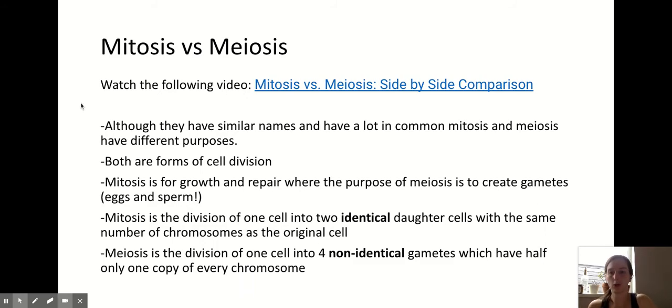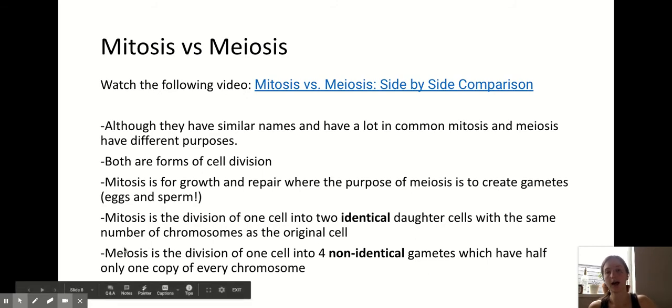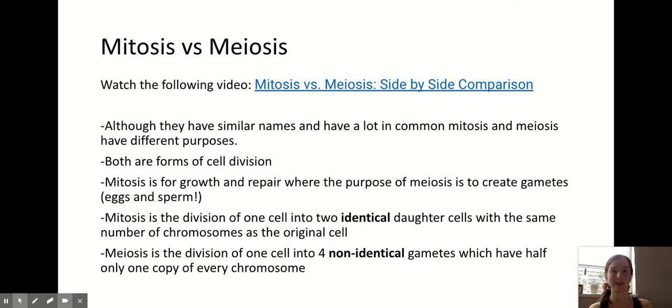So mitosis is the division of one cell into two identical, we call them daughter cells. They have the same number of chromosomes as the original cell. Meiosis, one cell actually becomes four cells and they're not identical. And those are gametes, and they only have one copy of every chromosome, so that when they go and fuse with another gamete, they make a cell that has two copies of each chromosome.